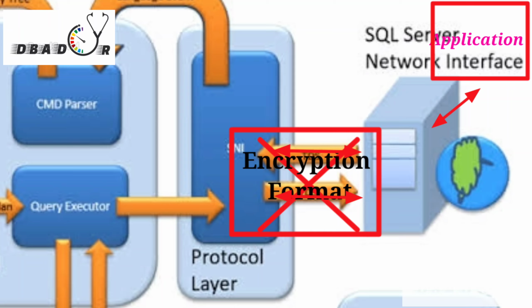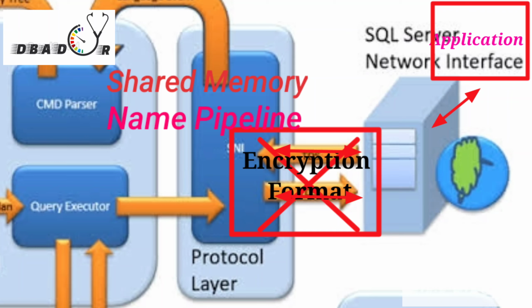SQL network interface has four layers of protocol. So it will read in SNI, it will decrypt the script, and it will check which protocol it is trying to connect with. SQL has four protocols. First is shared memory, second is named pipes, third is TCP/IP, fourth is VIA. We will see them one by one.